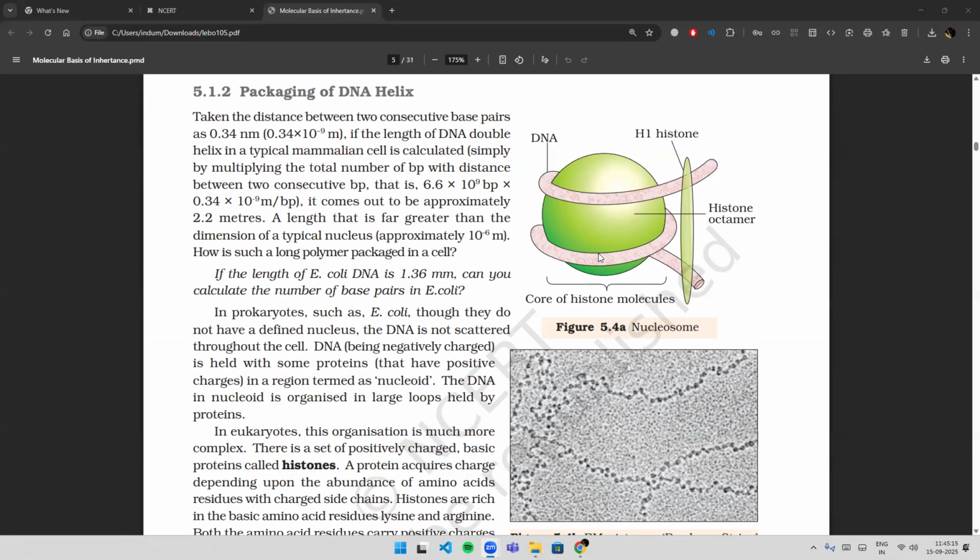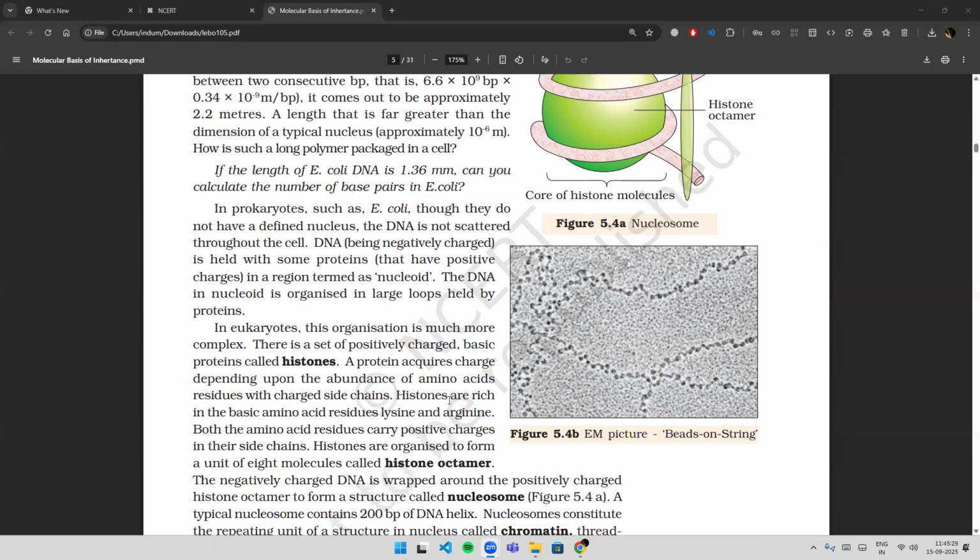How is such a long polymer packaged in a cell? If the length of E. coli DNA is 1.36 millimeter, can you calculate the number of base pairs in E. coli? In prokaryotes such as E. coli, though they do not have a well-defined nucleus, the DNA is not scattered throughout the cell. DNA, being negatively charged, is held with some proteins that have positive charges in a region termed the nucleoid. The DNA in the nucleoid is organized in large loops held by proteins.